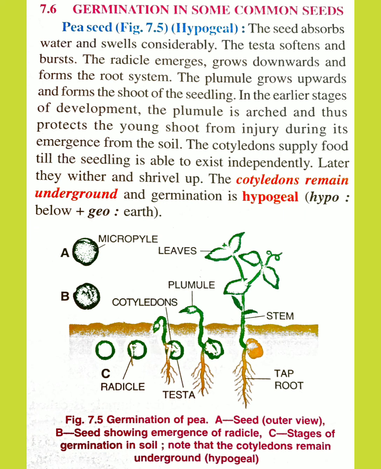Here you will see the clear picture of hypogeal germination. Hypo means below and geo means earth. Take an example of pea seed. The seed absorbs water and swells considerably, due to which the testa softens and bursts. The radicle emerges out, grows downwards and forms the root system. And the plumule grows upward and forms the shoot of the seedling. Here the cotyledons remain underground.